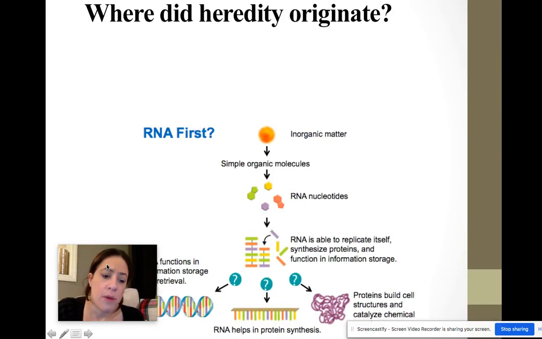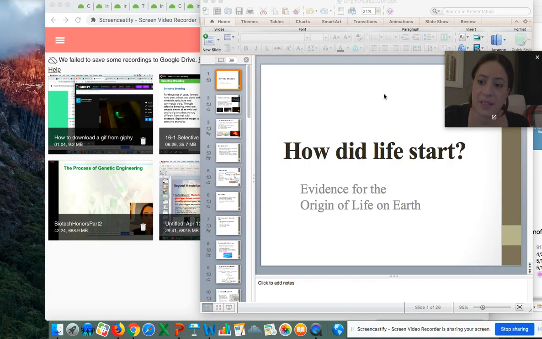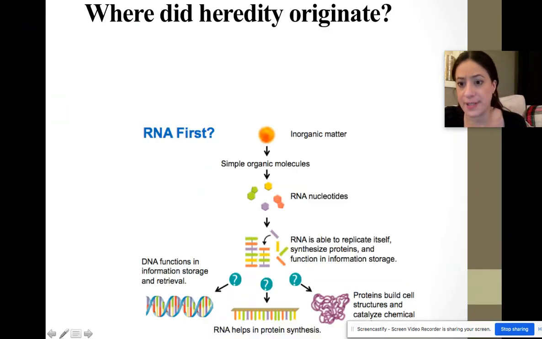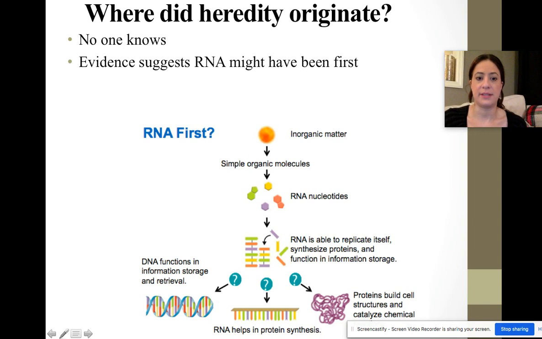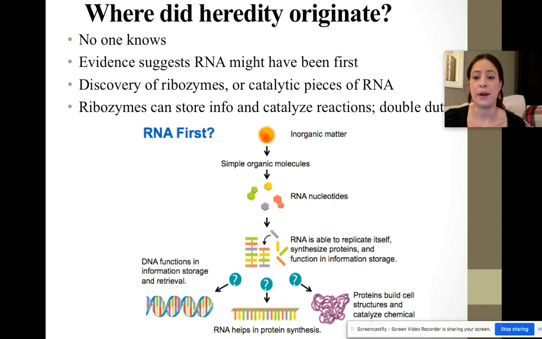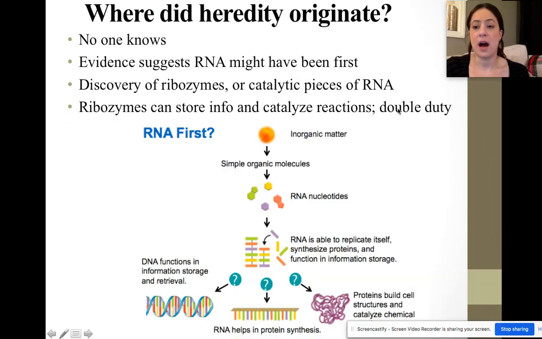Now, when we were talking about the things that are necessary for life, for cells, we were talking about the fact that there needs to be a barrier, a cell membrane. And so where did heredity originate? We can't say for sure, but if we talk about DNA versus RNA, there's a lot more evidence that suggests that RNA would have come first. So we have discovered ribozymes, which are just catalytic pieces of RNA, which can store info and catalyze reactions.